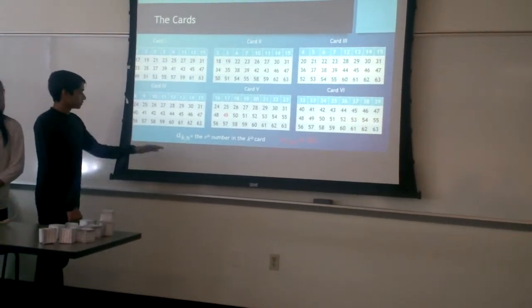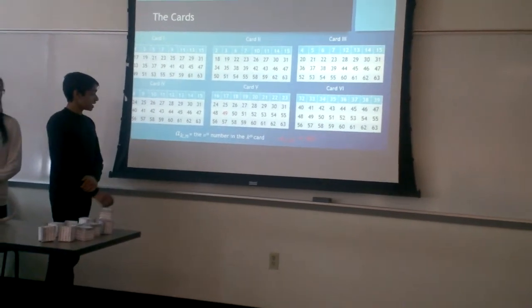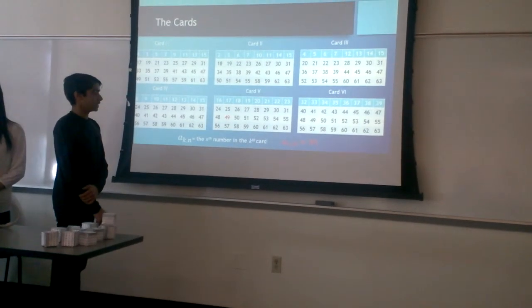These are just some explanations of the variables that we're using. A_{k,n} is the nth number in the kth card. So 49 is A_{5,18}.